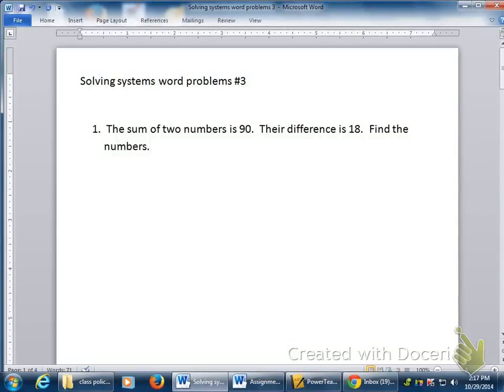Okay guys, here's the first 4 problems for you tonight. You need to finish the last 4, 5, 6, 7, and 8 on your own. But here's the first 4 as a little, that we did together in class. Solving systems word problems, number 3.